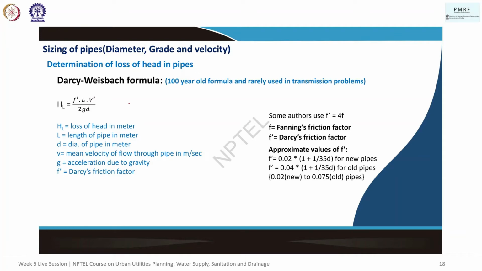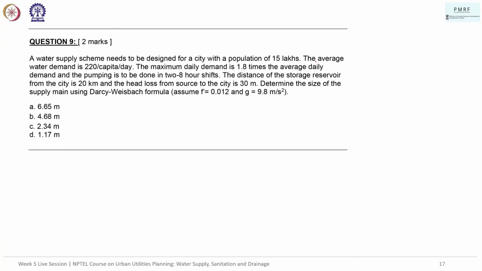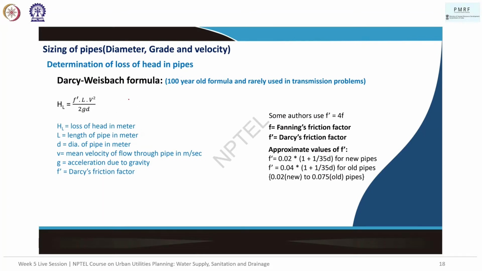Right now, from the values that are given, for example average water demand, maximum daily demand as 1.8 times the average, and pumping done in two 8-hour shifts, if you remember from the previous numerical, we can calculate the maximum design capacity, but that will correspond to Q. But the Darcy-Weisbach formula employs V. So we use the flow rate equation again, Q is equal to V into A. So V will be Q by A, and V square will be Q square by A square. We'll change the formula accordingly.